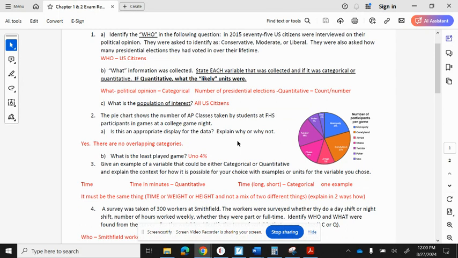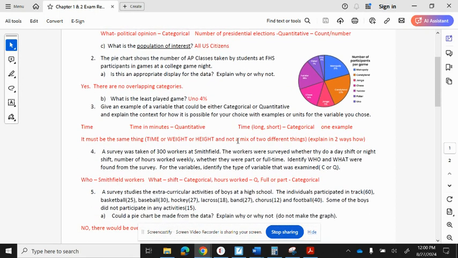But B, what is the least played game? Well, you got to find that, and that's Uno. On a pie chart, you can only pretty much tell what's the least, the most, and what are the ones in between. There's not much other information that you can gain from that. That's why we don't spend time doing those.